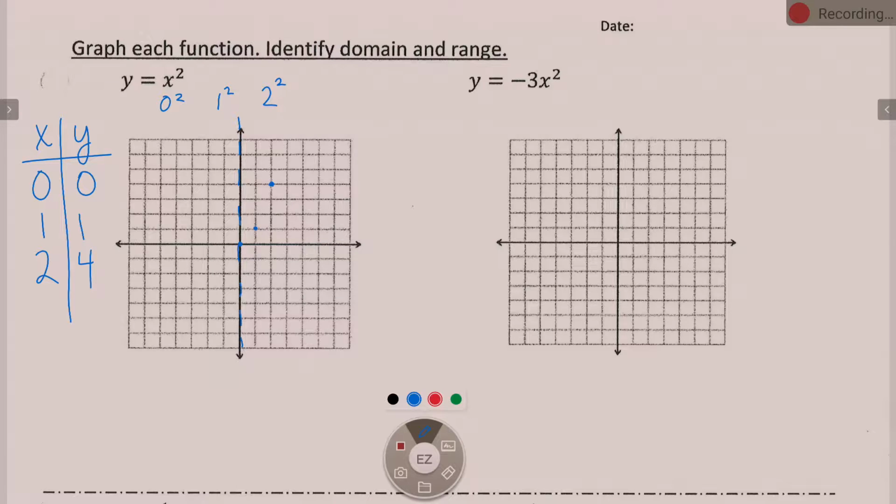How do I get the other half? Do the exact same thing on the other side. Reflect it. 1, 1 is 1 to the right, so put an equivalent point 1 to the left. 2, 4 is right 2, up 4. Instead of going right 2, put an equivalent point that is left 2.